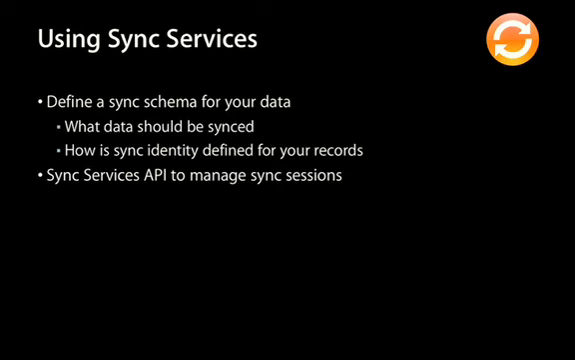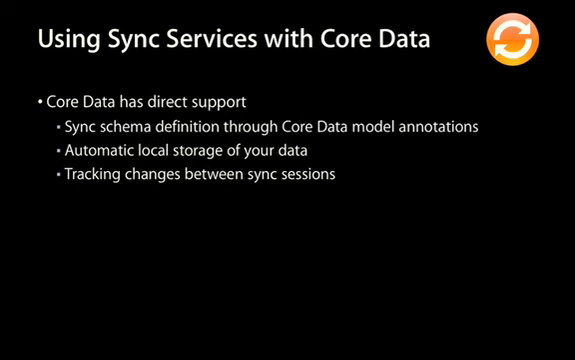Sync identity is especially important because it allows sync services to determine, when it's looking at two different records, whether they actually refer to the same thing and that these two records should be merged together. Sync services has a session-based API that's far too complicated to go into here, but you can read the documentation to learn more about it. Although I will say that if you're using Core Data, you have a huge head start implementing sync services.